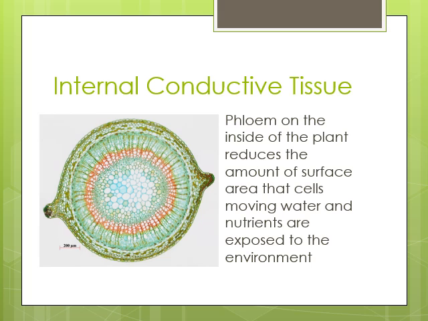So those are your 3 adaptations of vascular plants. Internal conductive tissues, stoma that open and close, and waxy cuticle to prevent water loss. This helped them survive in this super dry environment that's not in the ocean.